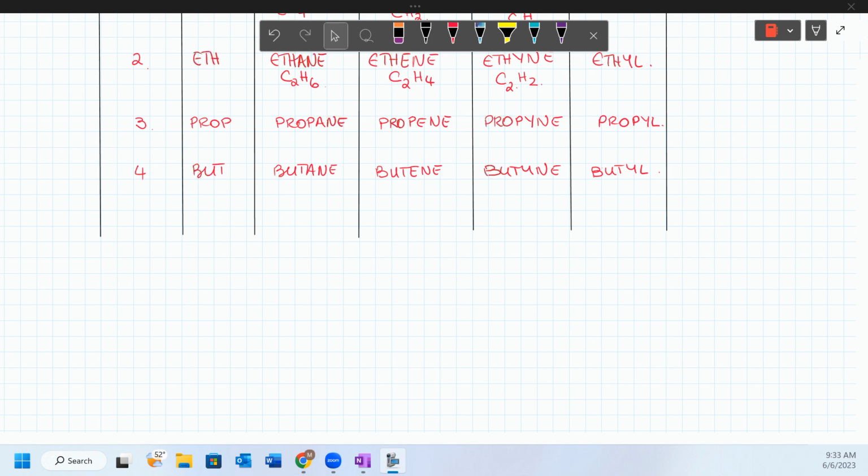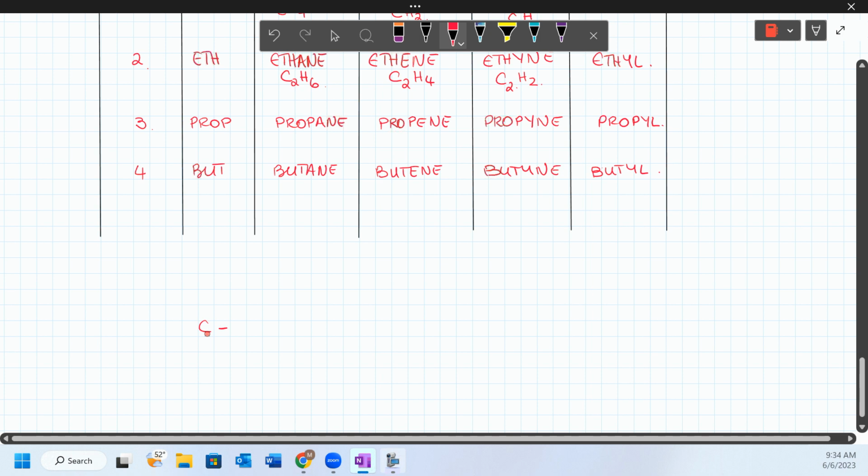When we have an aliphatic that is not branched, then we just say the name. We count the carbons and then we write the name. So let's suppose that we have pentane, then the structural formula will be something like this. And then you have carbon or hydrogen all over.